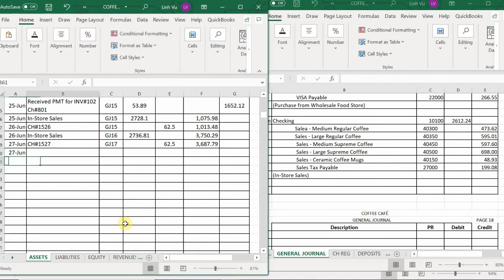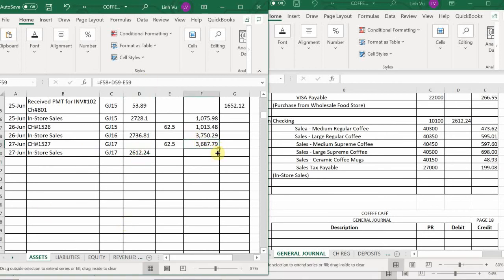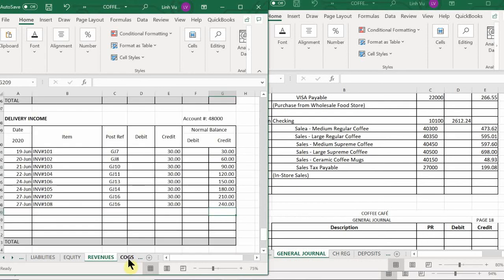27 is our date. In-store sales, General Journal 17. And we're going to debit for 26/12/24. That's going to bring our grand total to $6,303. Perfect. Wait, did I say that right? Yes, 6.3. I put it in wrong though.